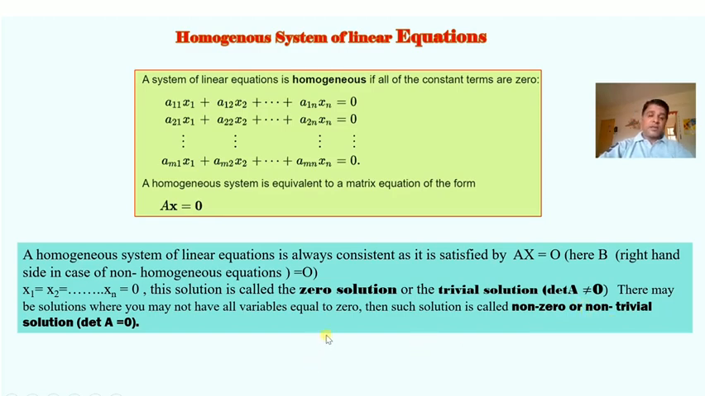Sometimes you may have questions in which you may be asked to find the trivial solutions, or whether trivial solutions are possible. For that, you will be checking determinant of A. If it is not equal to 0, definitely trivial solutions will be there. And if it is equal to 0, there will be non-trivial solutions. So this is all about homogeneous linear equations.